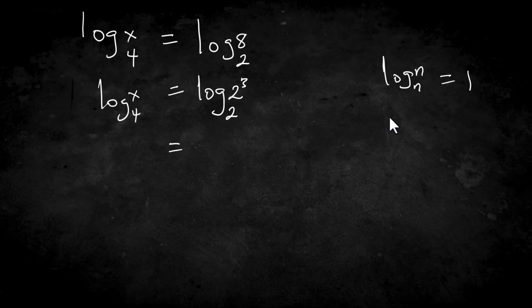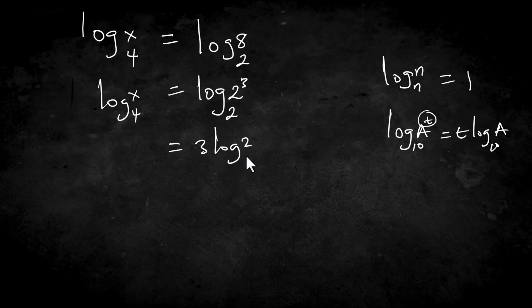Okay, in case we're given log a to the power t to base 10, this t here is a power rule, it is the same as t log a to base 10. So this 3 comes here, 3 log 2 to base 2. And we have log x to base 4.